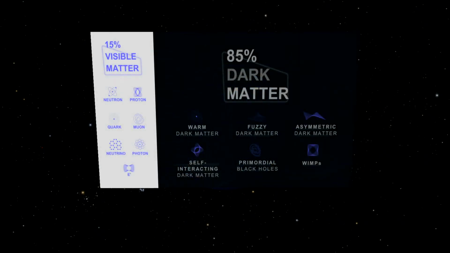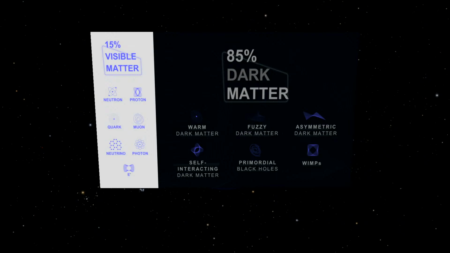So based on lots of lines of evidence, including the two that I just told you, we think about 85% of the mass in the universe is dark matter, about 15% is visible matter. So these two things together still only make up about 30% of the total energy in the universe, and the rest is this thing called dark energy, which is not matter at all.